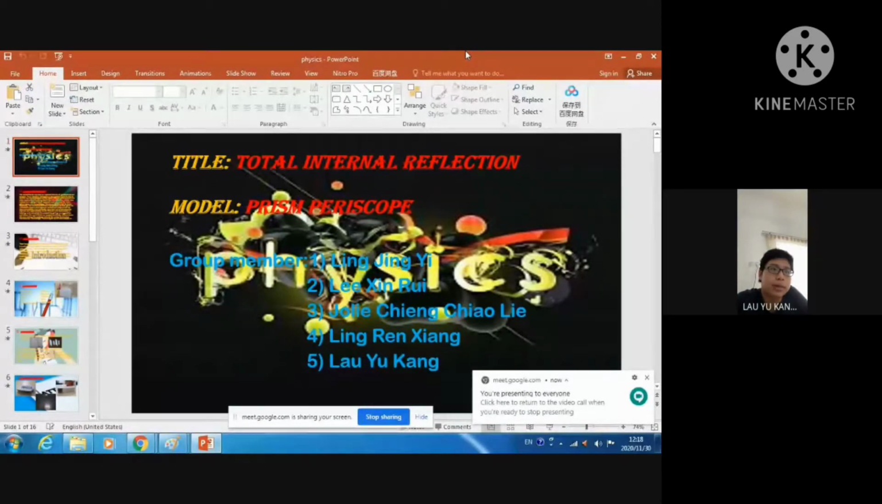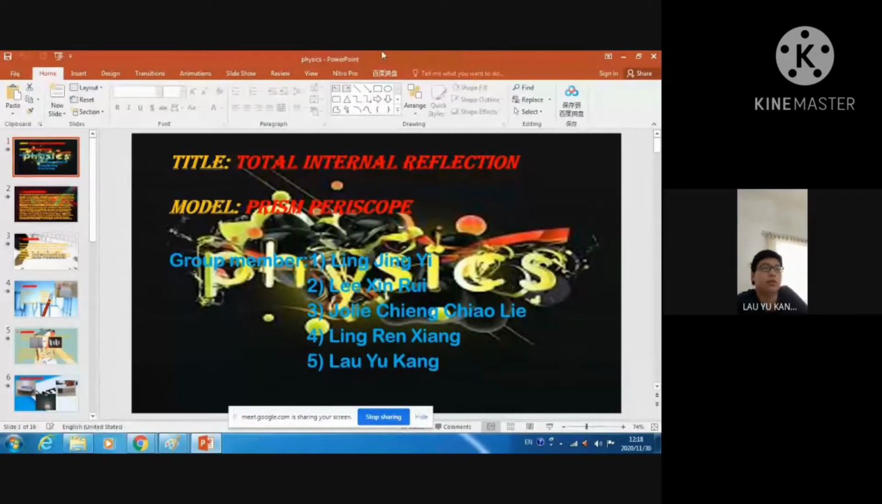Today I'm gonna talk about total internal reflection. The model we use is the prism periscope. First, I want to introduce my group mates. They are Lin Jingyi, Li Xingrui, Zhou Chen Qiaoli, and Lin Renxiang, and also me.